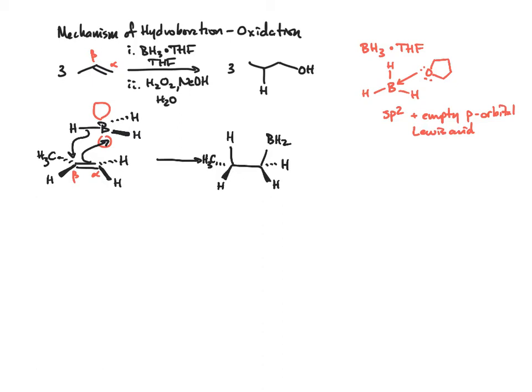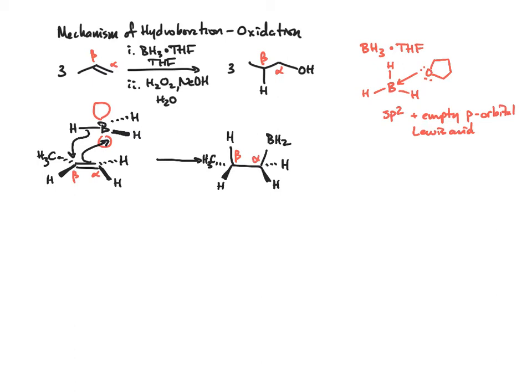So as we can see from what the final product is, being 1-propanol, we see that the beta carbon has its H already. The alpha carbon now needs to be oxidized, which we're going to transform the boron into the hydroxyl group in the second stage of the reaction.